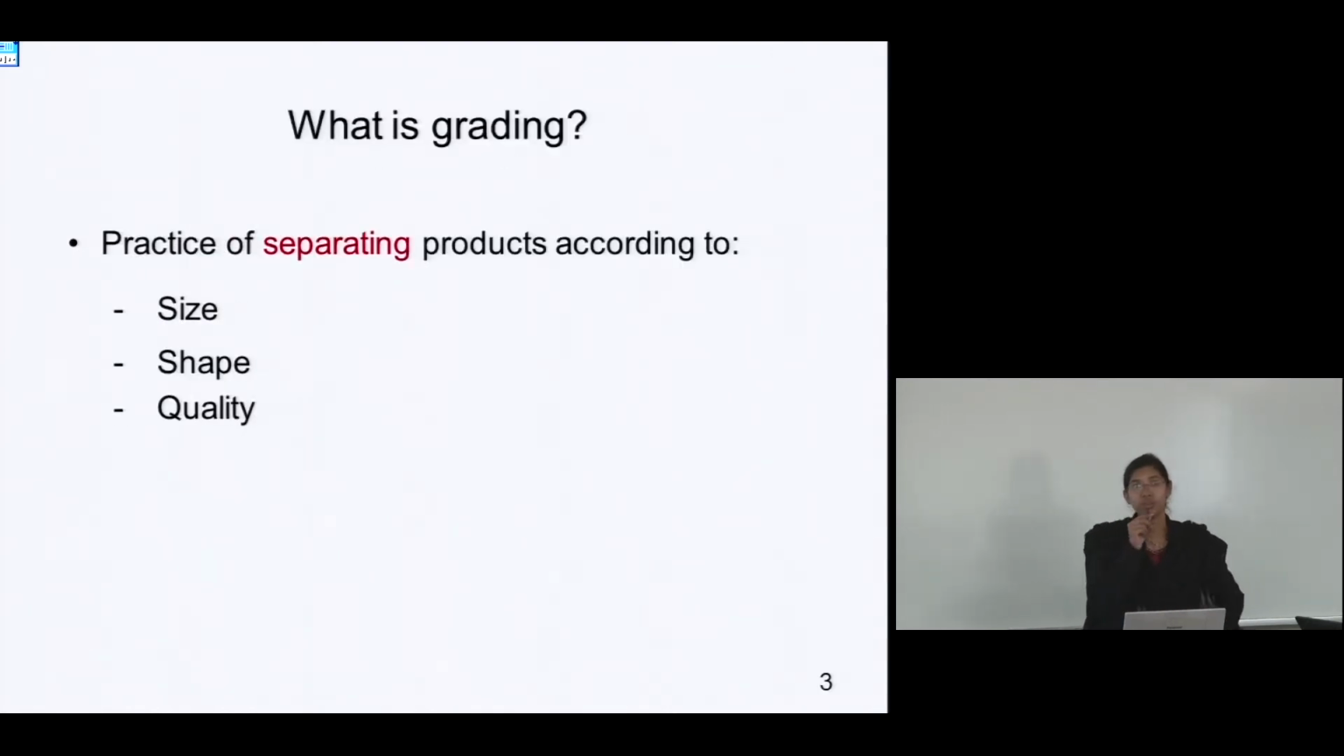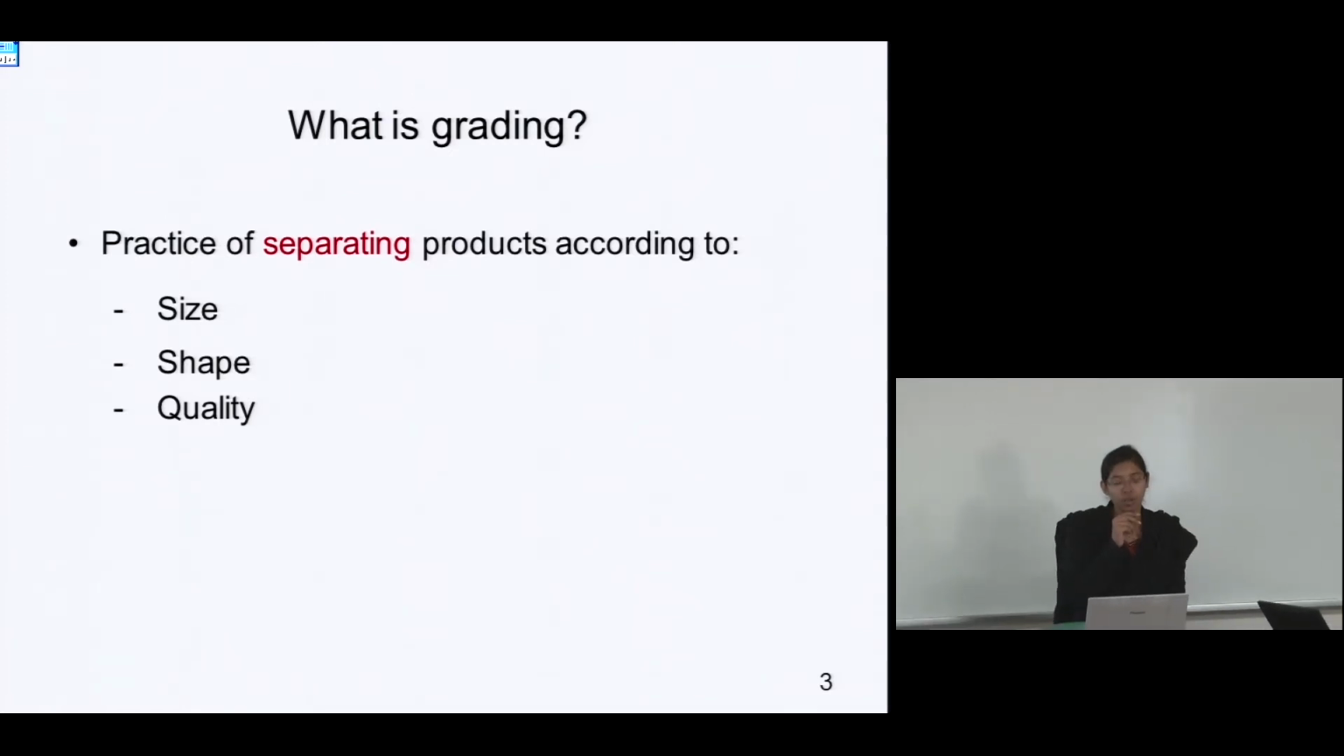We know tomato is the most popular fruit. All over the world tomato is grown. The demand for tomato is increasing day by day because different foods are prepared from tomato. Now we want to know what grading is. Grading is the practice of separating the product according to size, shape, quality, color and many other things.